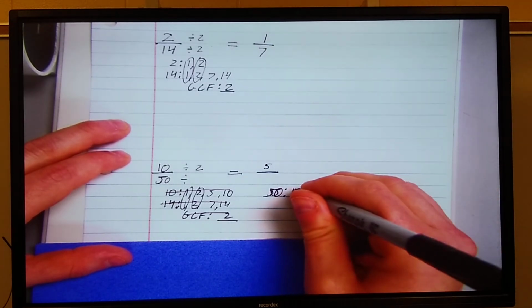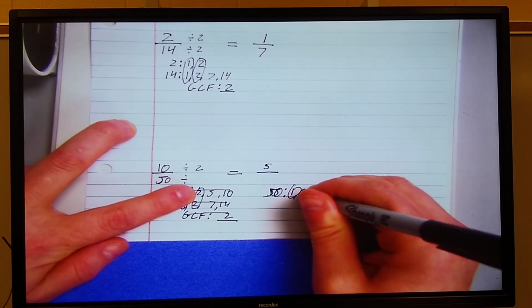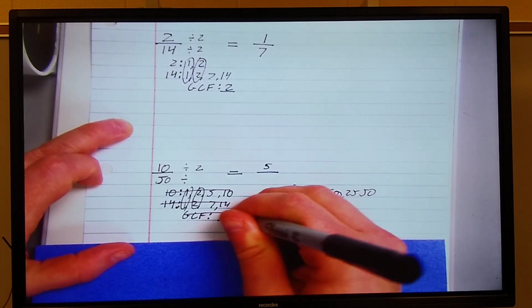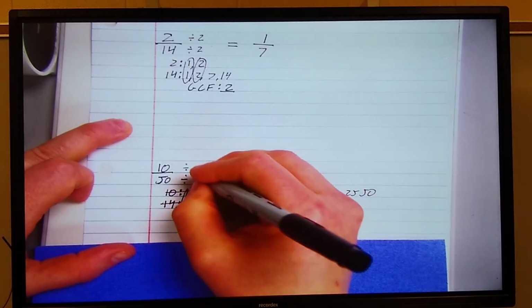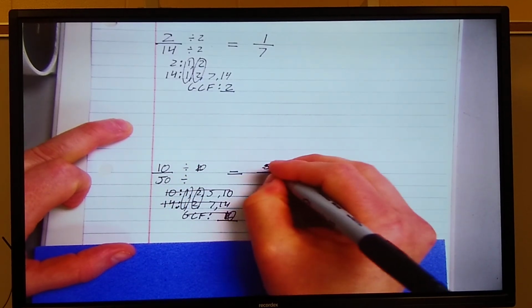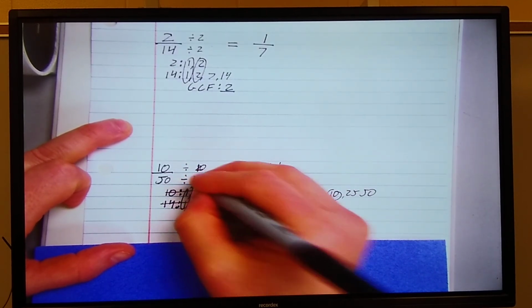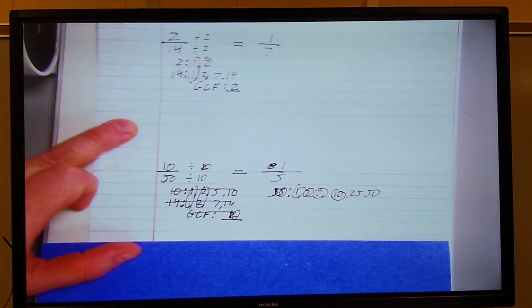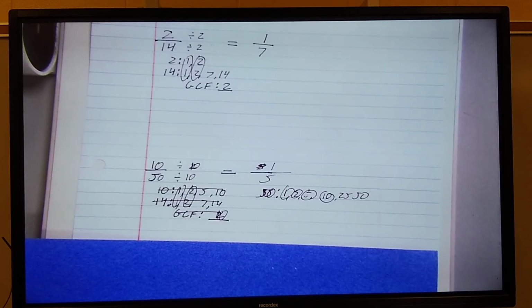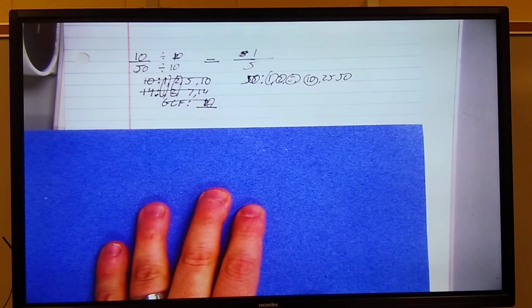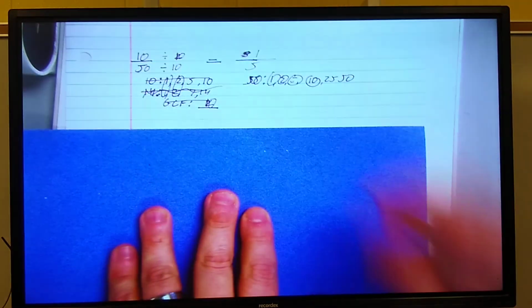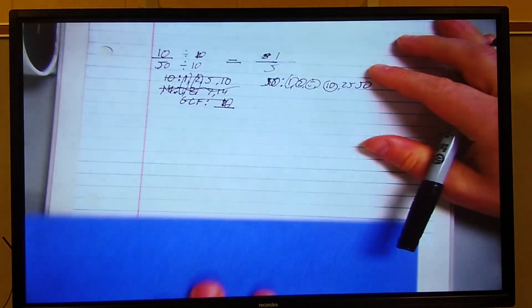There we go. My common factors are 1, 2, 5, and 10. My greatest common factor is 10. 10 divided by 10 is 1. 50 divided by 10 is 5. The answer is 1/5. Excuse my mistake there. Sorry about that. It's the only mistake I have ever made.